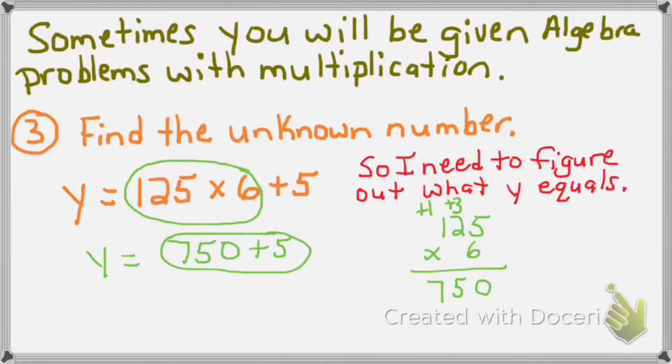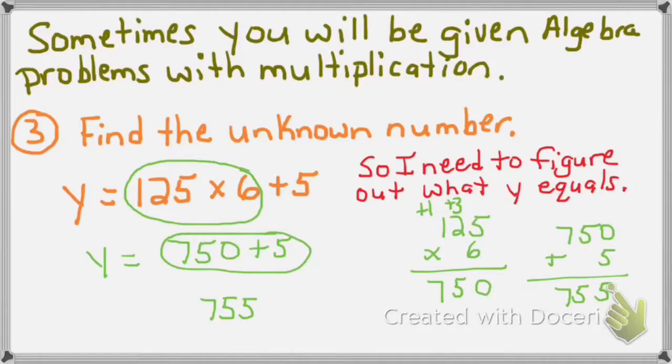If you need to use the little scrap paper, that's fine too. Let's write it down. 750 plus 5. 0 plus 5 is 5. 5 plus nothing is 5. 7 plus nothing is 7. So I found that 750 plus 5 equals 755, and I'll write that down under my circle.